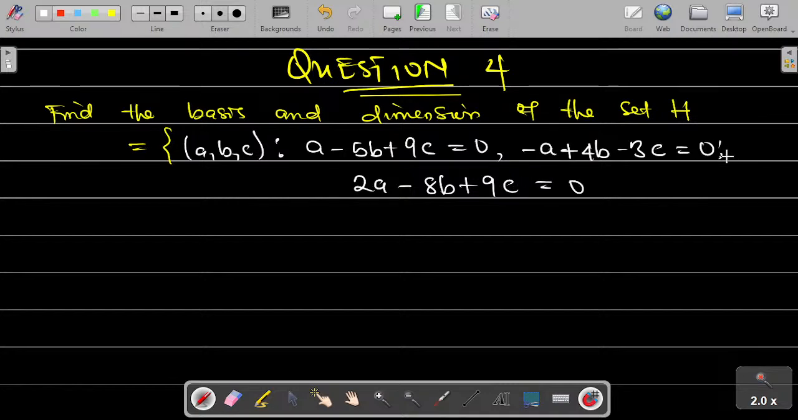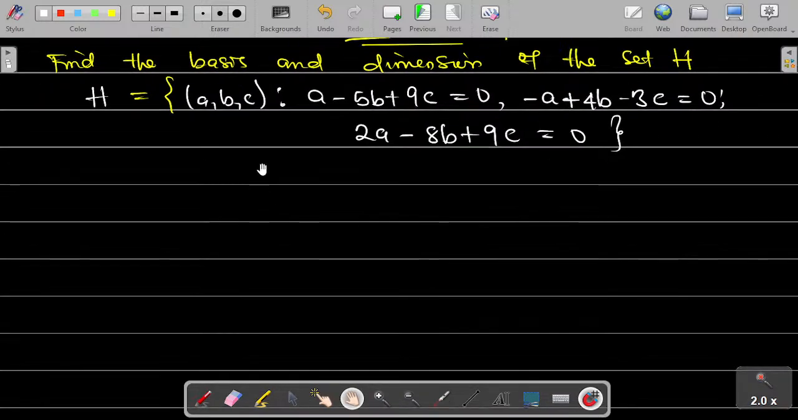Okay, so this is the set H, and they say we should find the basis and dimension for that H. So how do you go about that? So let's see. Okay, so what do you do? First, the hint there says we should consider the solution of AX equal to 0. Of course, for you to begin to look for dimension and basis, you will need to consider the null space. Okay, so we are going to be looking at the null space.